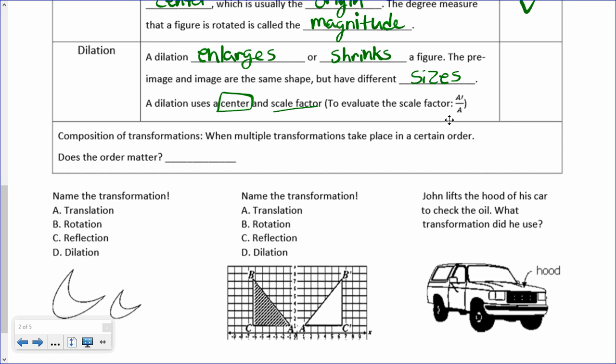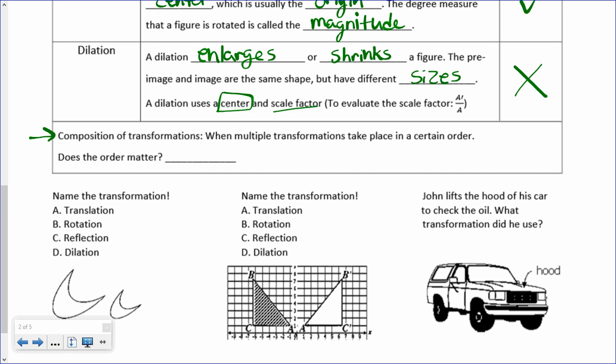Would this be an isometry? No, it would not. If you have a triangle like this and then you make it grow, would you be able to say that those two are equal? No, one's bigger than the other. So the dilation is the only one that's not an isometry.